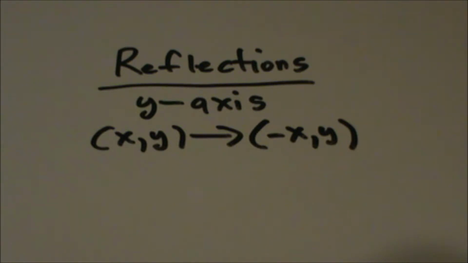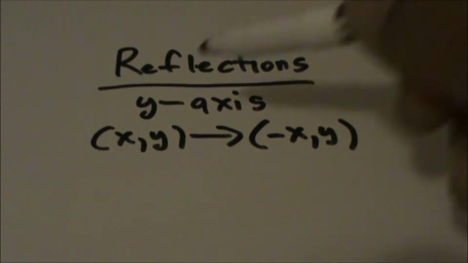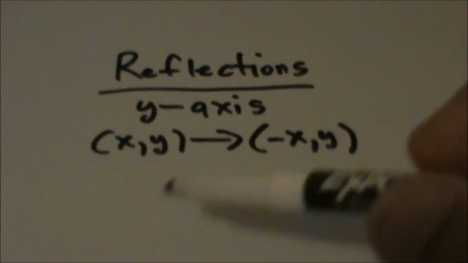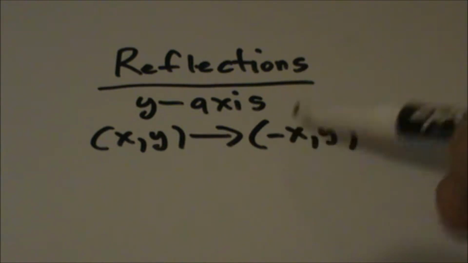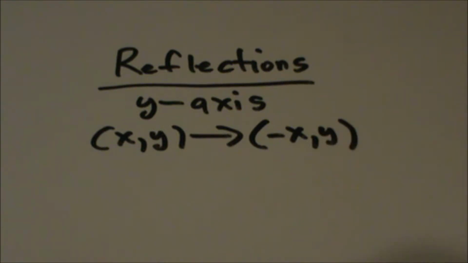Just as a reminder, we have to look at the pre-image, which is the original x and y, right? The original x and y. And then the reflection over the y-axis, negative x and y.